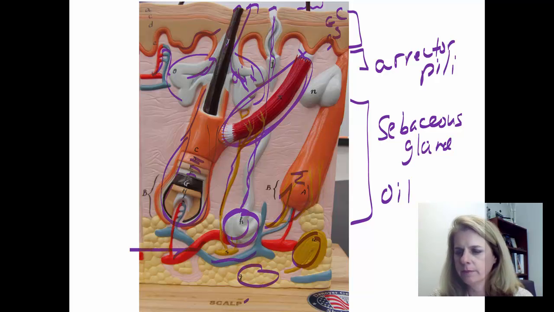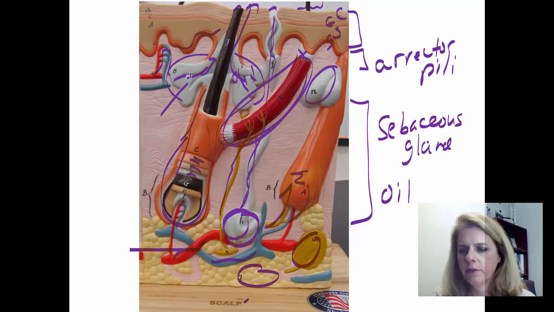Anything else on this model? This is also a sebaceous gland right there. This one's just cut so that you can look inside of it.